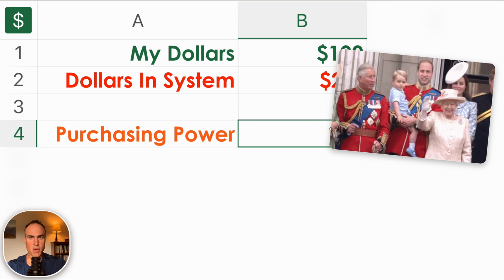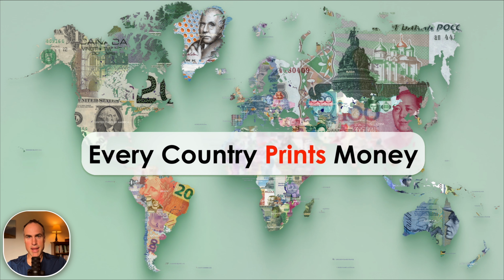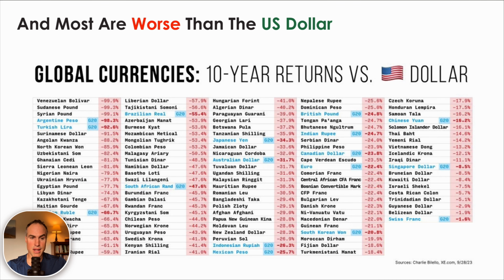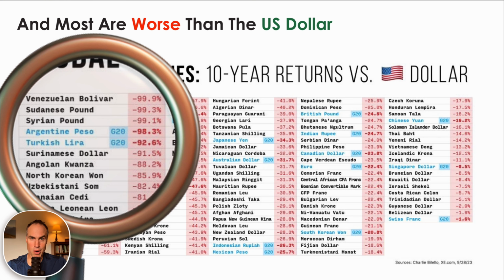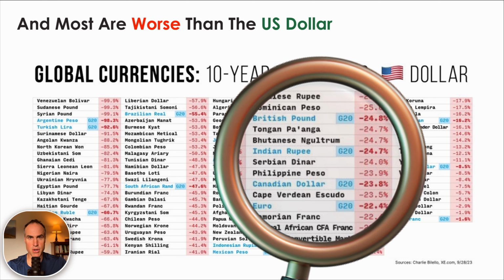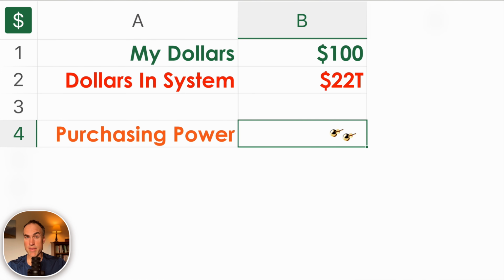Wait a second. If the US is not responsible, then surely there are countries that are responsible with their currencies. Every country prints money, and most countries print a lot more money than the United States does. Compared to the US dollar, which is already down 95%, a lot of other currencies are down a whole lot more, sometimes 90, 95, 99%, in addition to the 95% that the US dollar is down. And that's true of emerging market currencies, but it's also true of some of the larger, more established currencies, like the Great British Pound, like the Euro, like the Canadian dollar.